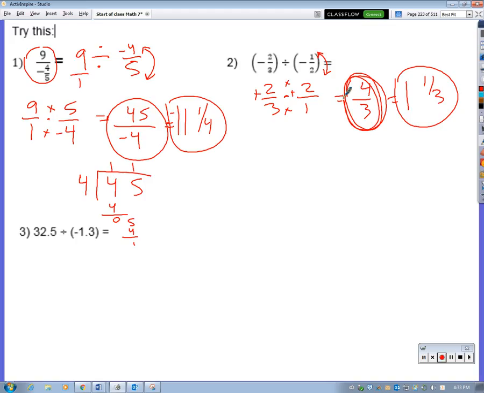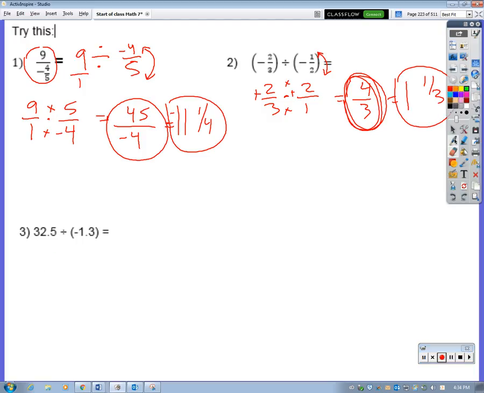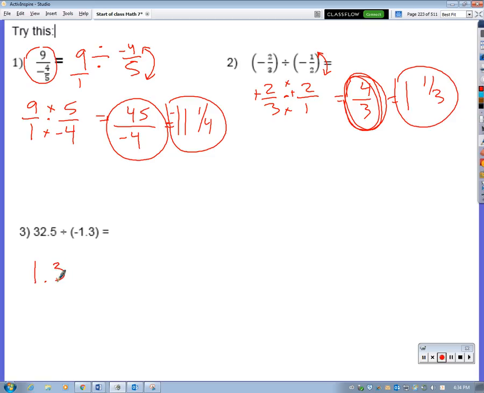Alright, last problem. Fairly straightforward division problem, but dealing with decimals and a negative number. Okay, so let's set it up as a long division problem. Okay, we're going to divide by 1.3, so let me get my pen on here. So, write out as neatly as I can 1.3 and 32.5.